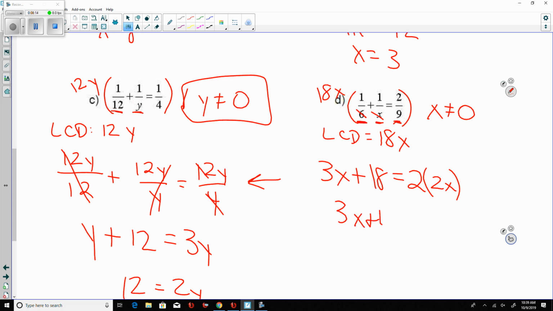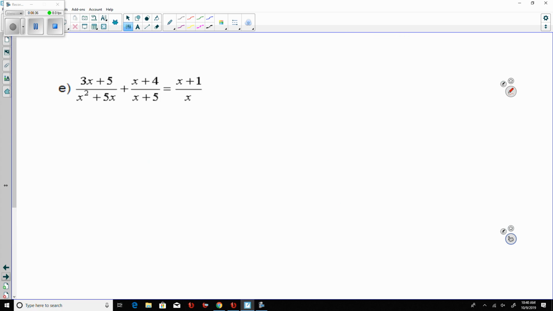So 3x plus 18 equals 4x. Bring the 3x over, and you have x equals 18. Okay, can't equal 0. That's all good. No problem. All right, good. That's the basic introduction. So that stuff should have been pretty good, right? So now, a little more complicated.